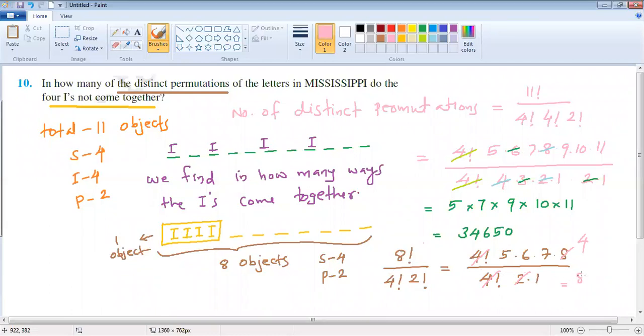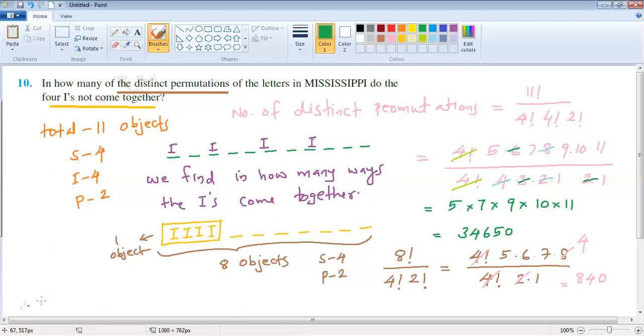That means out of these 34,650 words, in 840 the all 4 i's will come together. But we need to find the number of words where the i's will not come together.